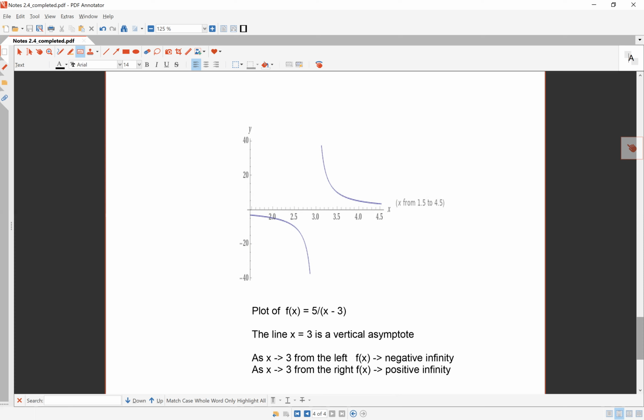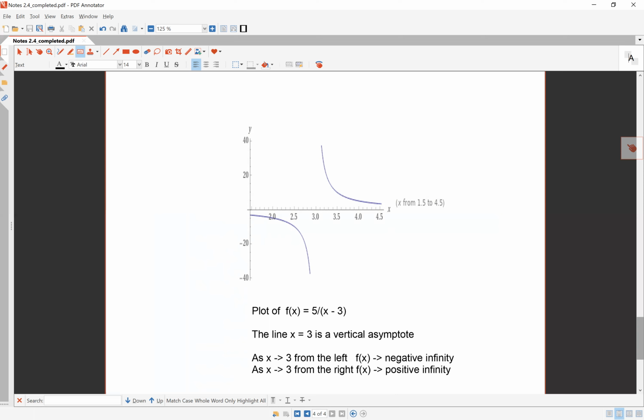And when x is greater than 3, so you're approaching x equals 3 from the right, the denominator is positive, but you're dividing 5 by a very, very small positive number. So that way the graph goes up towards positive infinity. So I always think graphing these functions is really quite helpful. You can look at the formula and try to figure it out, but there's nothing wrong with plotting to at least confirm your answer.